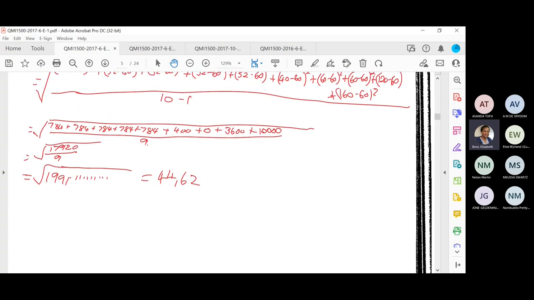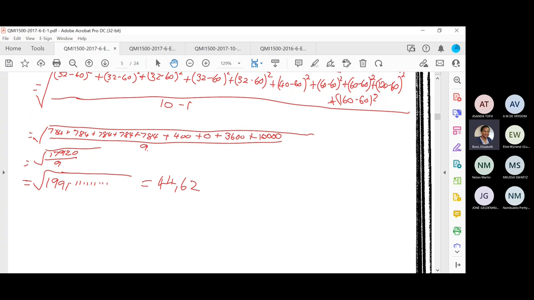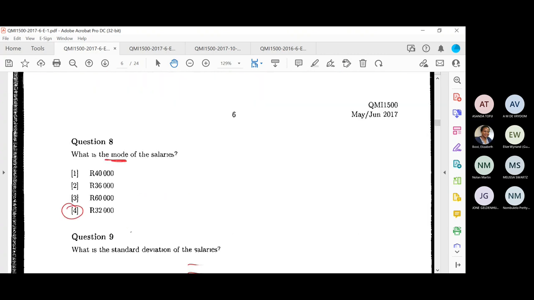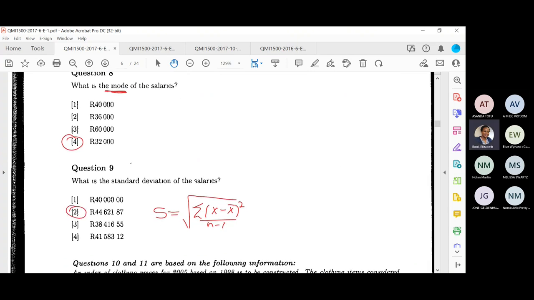Remember also, we need to multiply this by 8,000. So the answer is 44.6218, and multiply that by 8,000. Always remember that. Multiply the answer by 8,000, and the answer equals 44,621.8. So the answer is option number 2. And that's how you will answer the question.